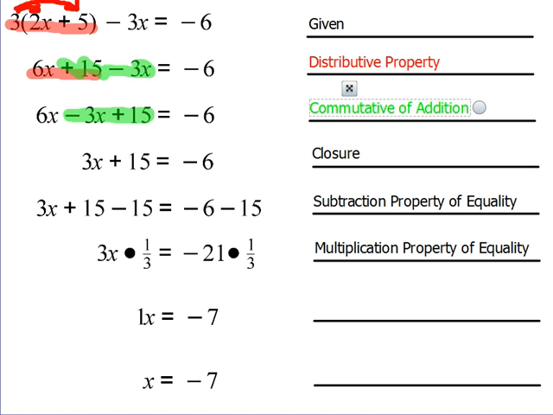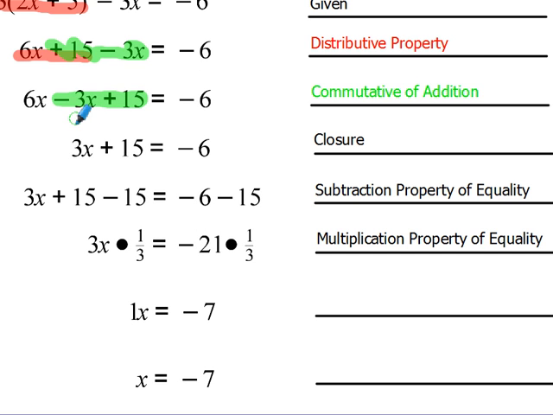On this next line, they did 6x minus 3x plus 15 equals negative 6, and they have 3x plus 15 equals negative 6. So what changed here is 6x minus 3x just became 3x. Later on in algebra, you'll learn that this is called the closure property, or combining like terms. Whenever they give you a property already on the line, that's just something that you're going to learn later. Over here you'll notice that what changed on both sides was they did minus 15 and minus 15 to both sides. And we're going to call that the subtraction property of equality.